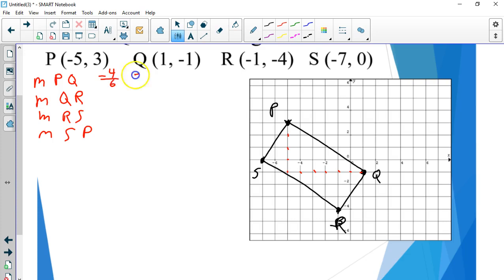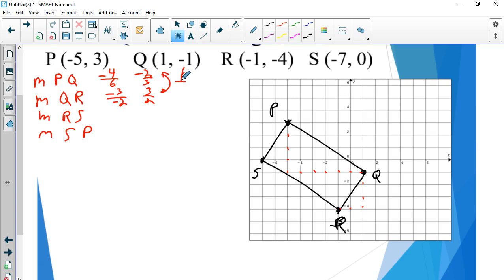Well, that reduces to -2/3. QR, I go down 1, 2, 3, so down 3, and left 1, 2. That's -2. That is 3/2. Well, what do you notice? These two right here are opposite reciprocals. So that means these two are perpendicular. That's good to know. We need that for a rectangle.